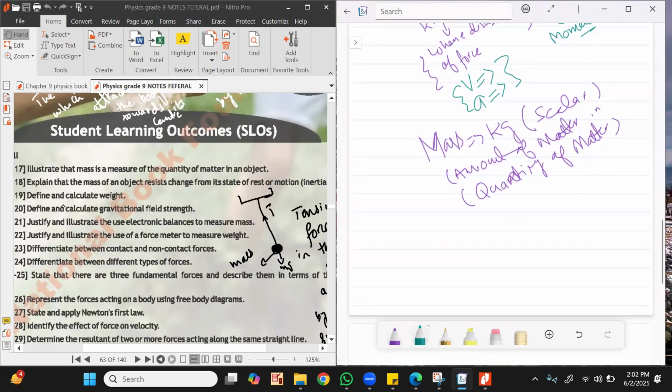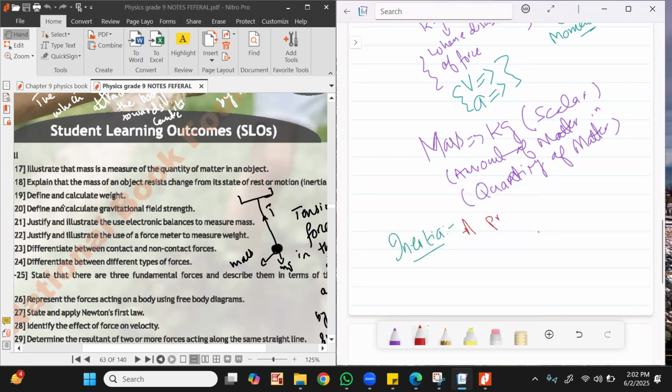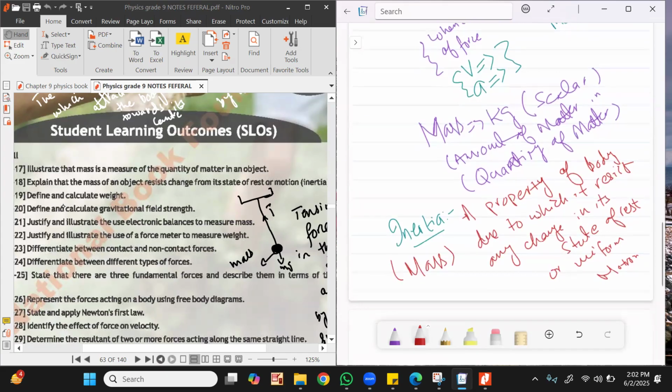Do you have any idea what is meant by inertia? Inertia is the tendency of an object to remain in its current state. It is a property of a body due to which it resists any change in its state of rest or uniform motion. So inertia depends on mass. The greater the mass, the more this property would exist.